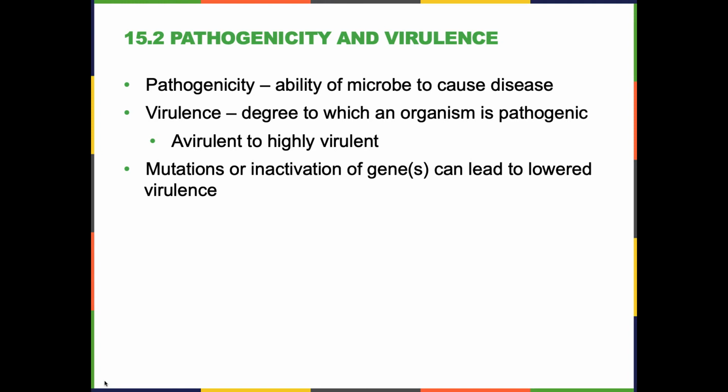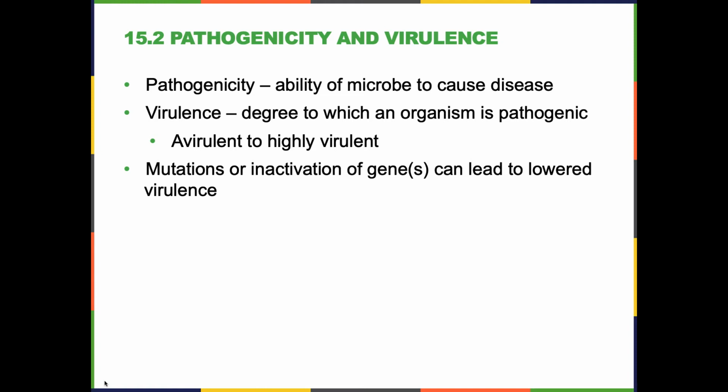And then things like mutations or inactivation of genes can lead to lower virulence. So again, going back to the Streptococcus pneumoniae example, this is that Griffith's experiment, by the way, if you forgot what I'm referencing. The smooth strain is virulent, and then the rough strain is avirulent. That's because it has lost the ability to make capsules. So generally mutations will lead to a lowered virulence. On occasion, it can lead to increased virulence. Over the years, that's how new strains can come about, and that's how new pathogens can arise. But generally, mutations will lead to a lowered virulence.